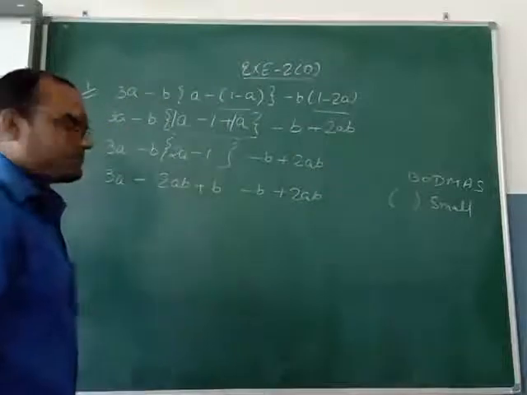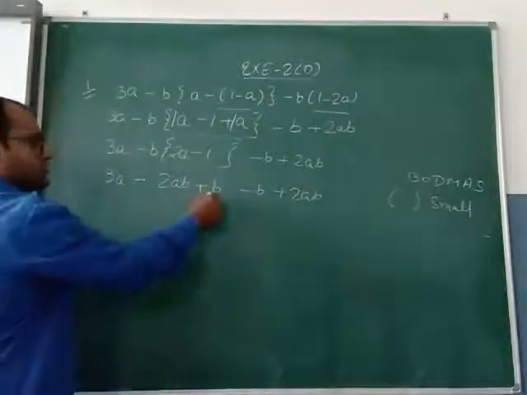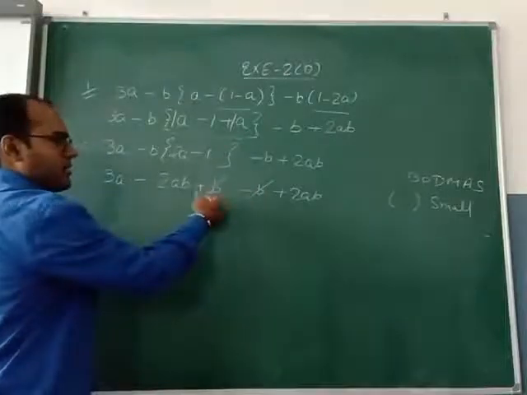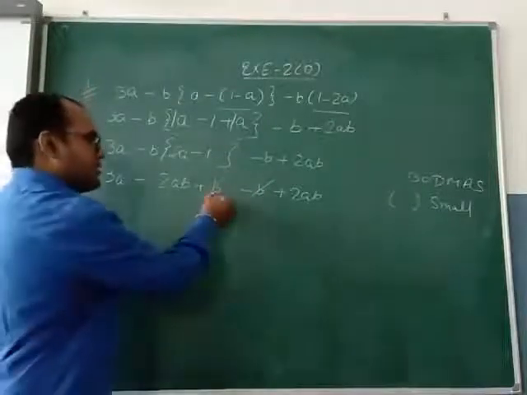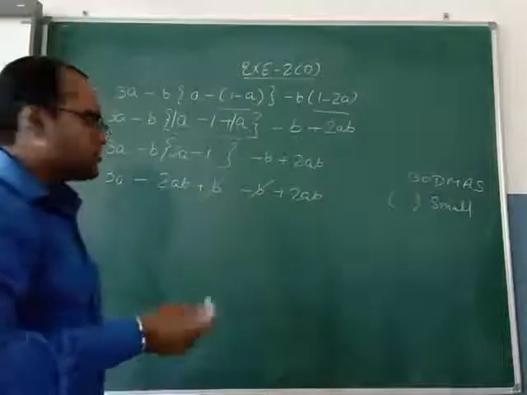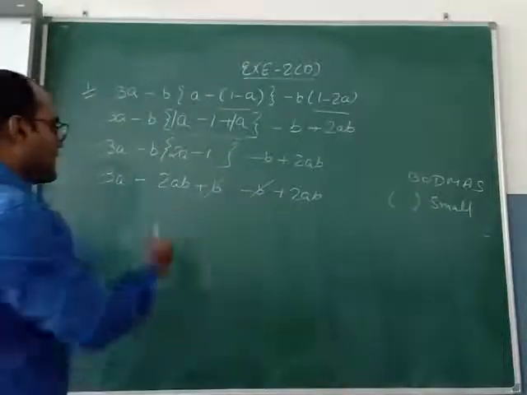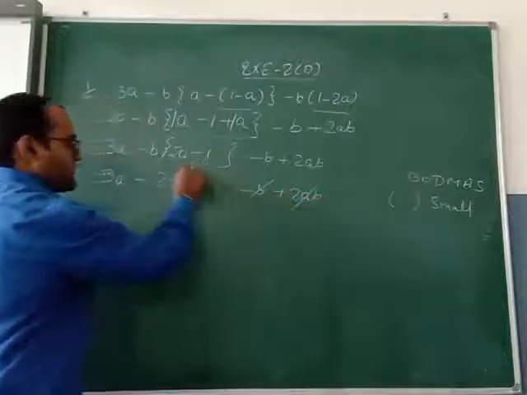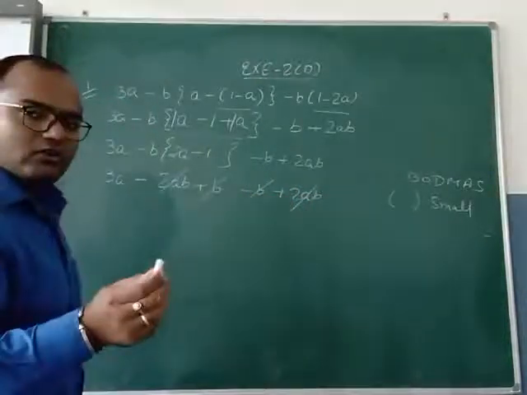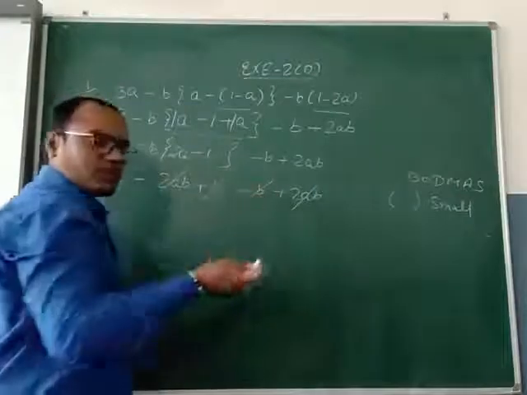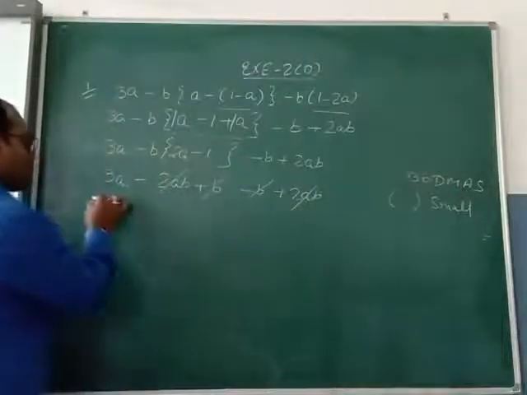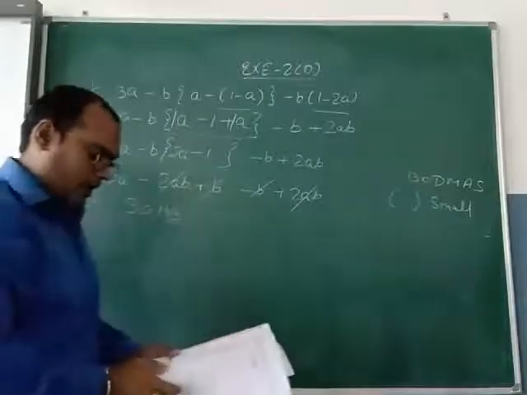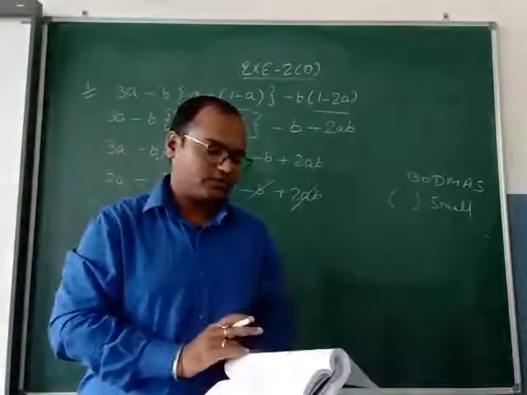Now in the next step, you will observe these two b have the same number but the signs are different. This is plus b and this is minus b, so these two will get cancelled. Here also minus 2ab and plus 2ab are exactly the same; the only difference is the sign. Here it is minus and here it is plus, so these two will get cancelled and our final answer is 3a. So like this you have to do question number first.